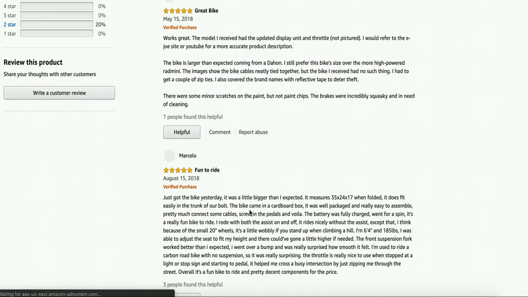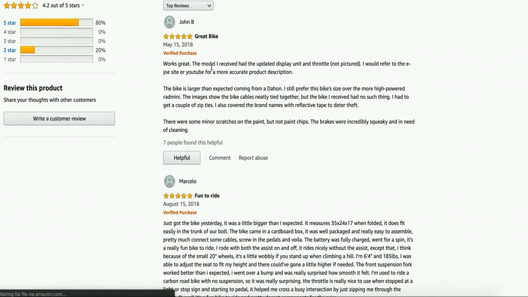Let's look at the reviews and read them. Works great. The bike is larger than expected. It arrived with no scratches on the paint, but there are some paint chips. Really squeaky and needs cleaning. So it looks like the bike is great, but they have some issues with minor things like the shipping, and the components are kind of crappy.